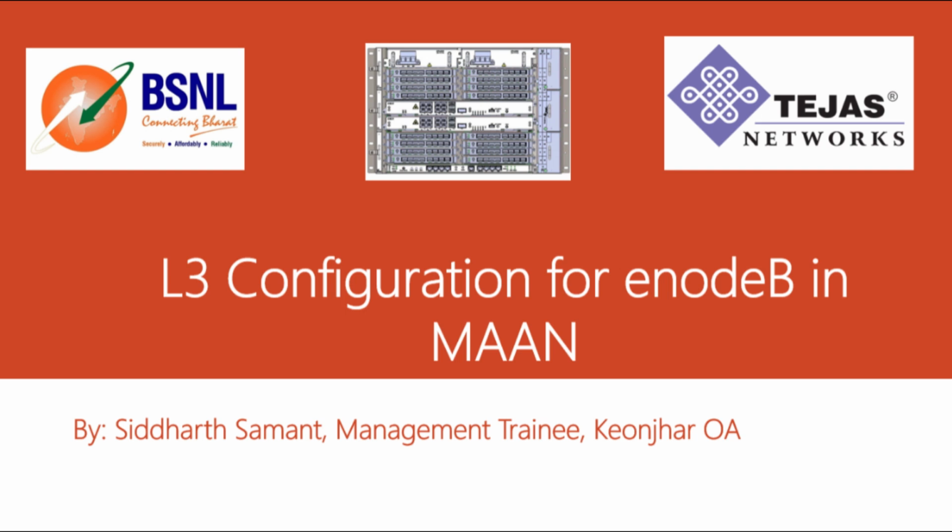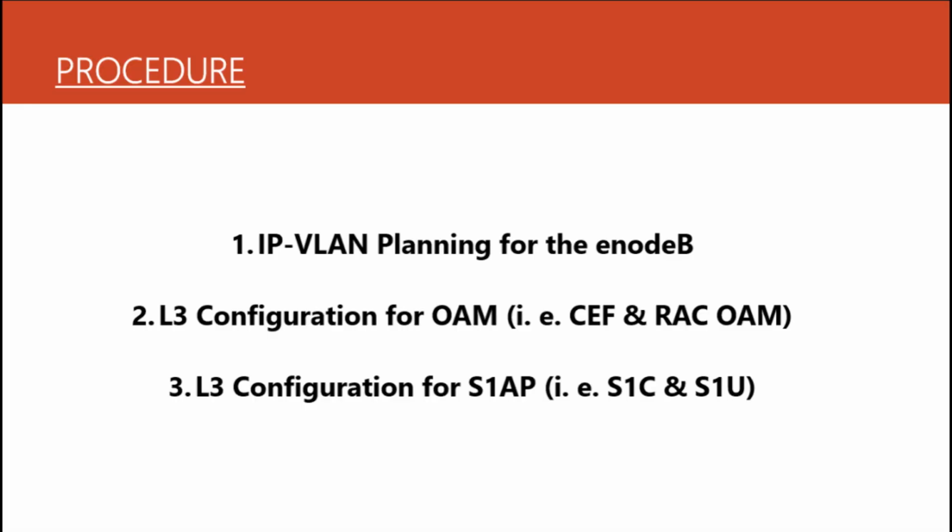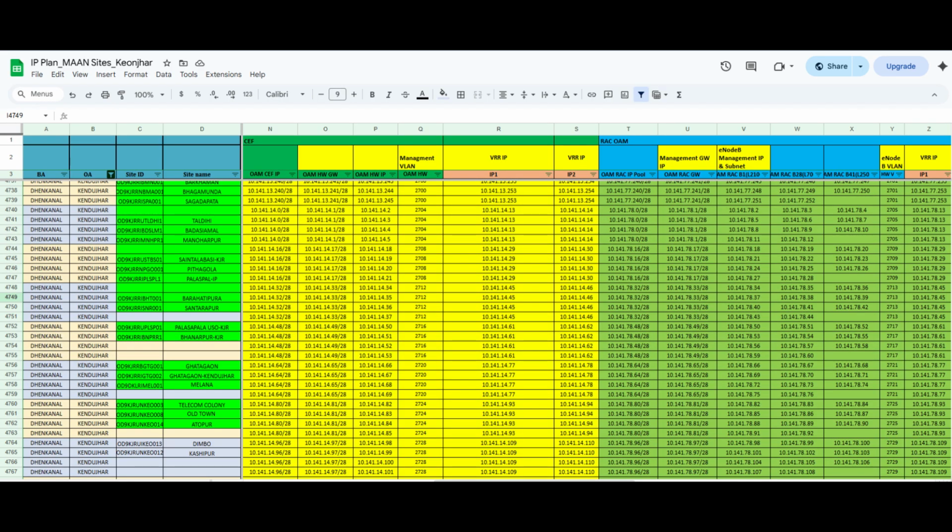In this lecture we will discuss the procedure of L3 configuration for eNodeB in MAAN EMS. The configuration process will be covered in 3 steps. In step 1 we will see the IP VLAN planning of eNodeB. Step 2 will cover the L3 configuration for OEM, that means for CEF and RAC cards. And the last step, step 3, will be on L3 configuration for S1AP, which means configuration for S1C and S1U. So, let's start with step 1.